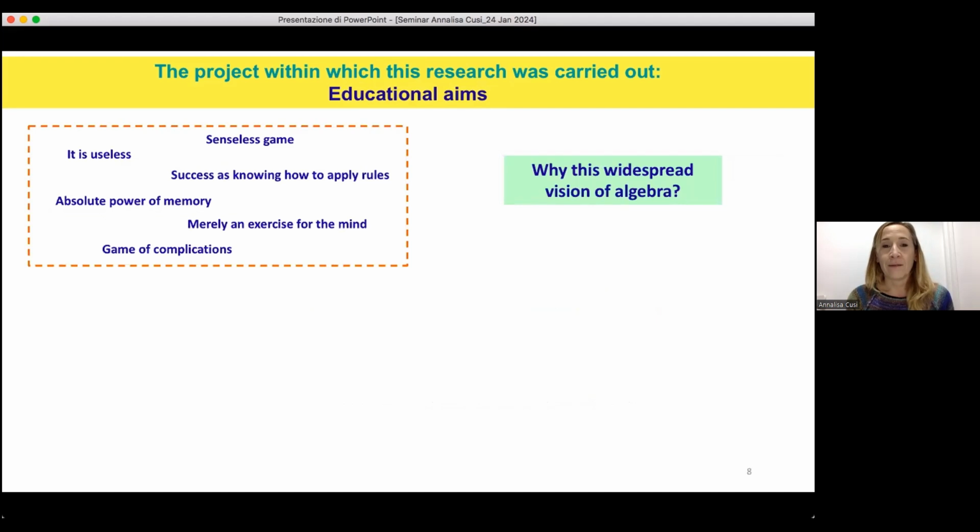So the main idea is to try to overcome this widespread vision of algebra. But why is this vision of algebra so widespread?